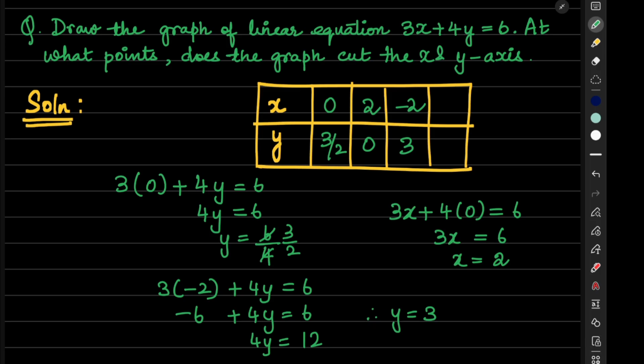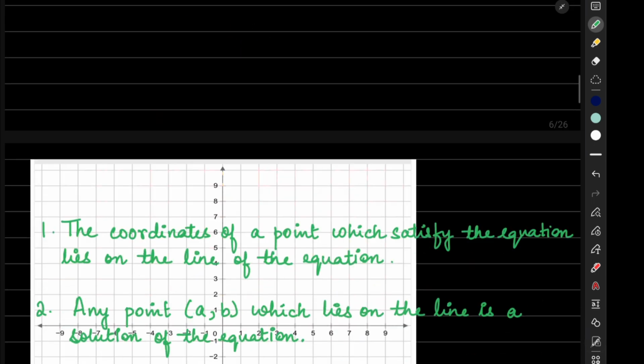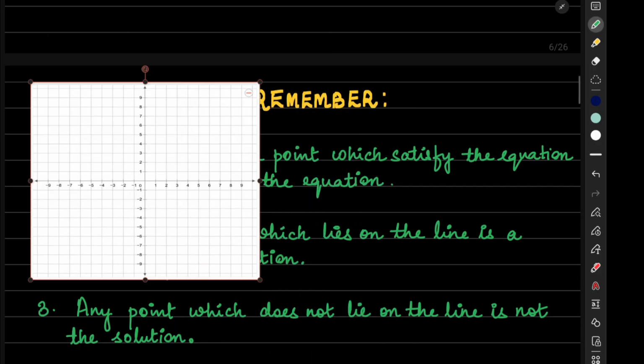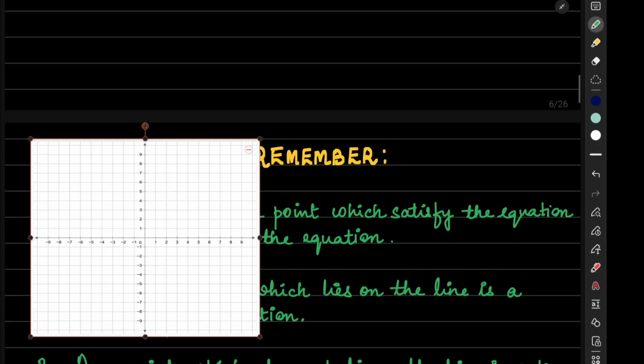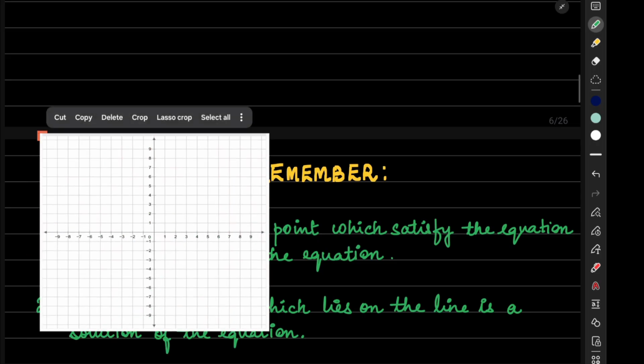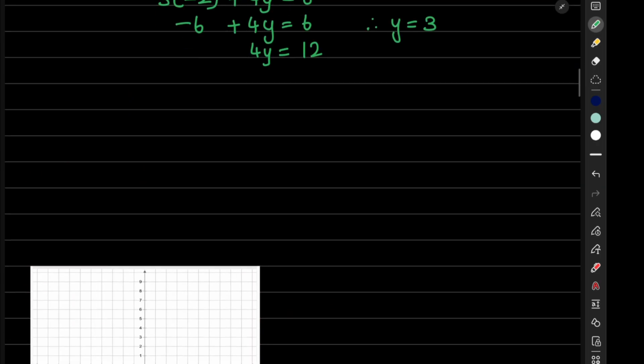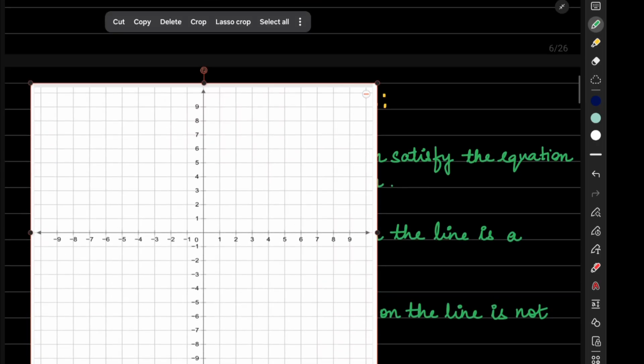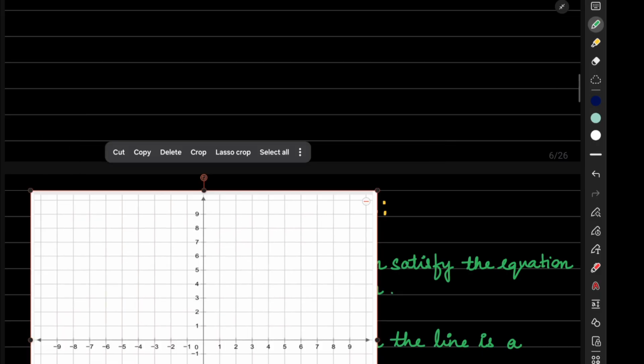So you can draw these points or solutions. These are the solutions, 0 comma 3 by 2. You can plot them in the graph. This is my graph. So this is your homework. This plotting is your homework. You will plot it and make sure that it's a straight line graph.